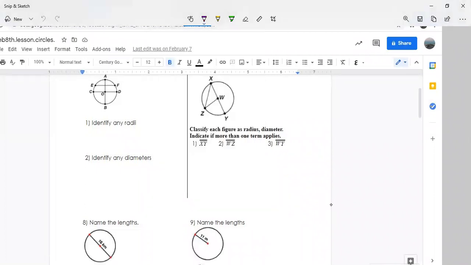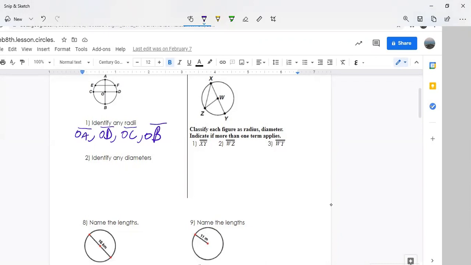Anything that starts with O is a radius. OA is a radius, right? OD is a radius. OC is a radius and OB is a radius. Anything that goes from the center to the circle is a radius. So OA, OD, OC, and OB.